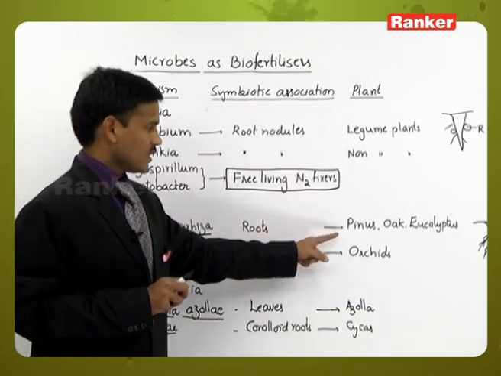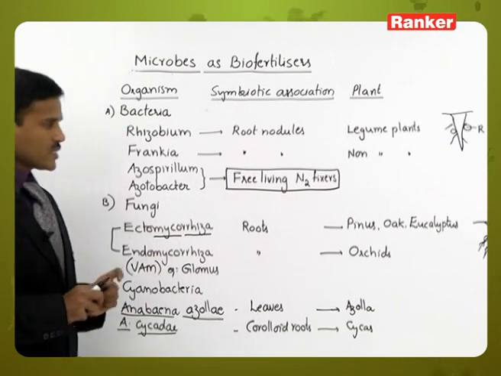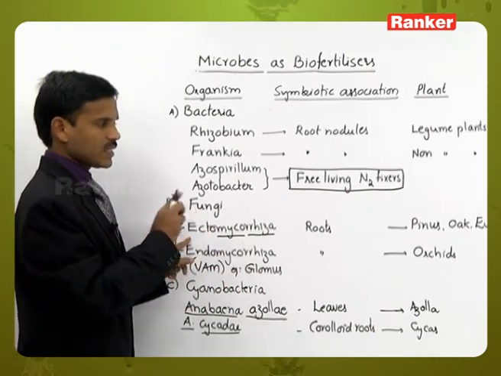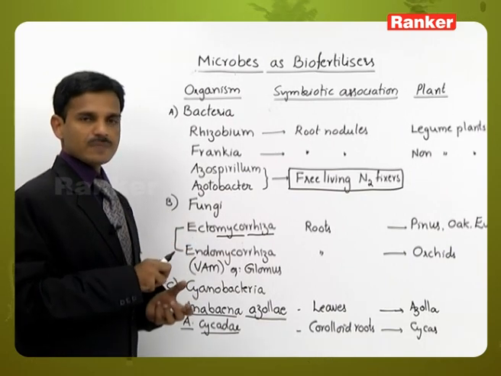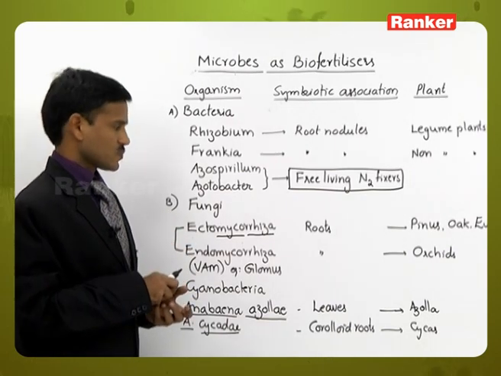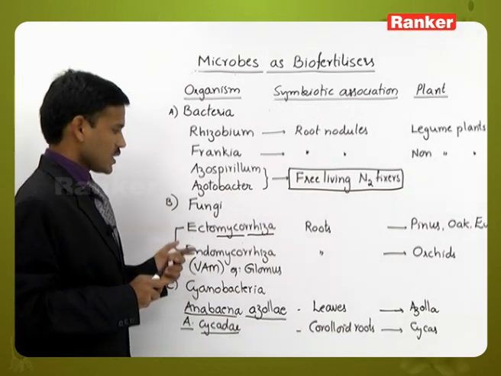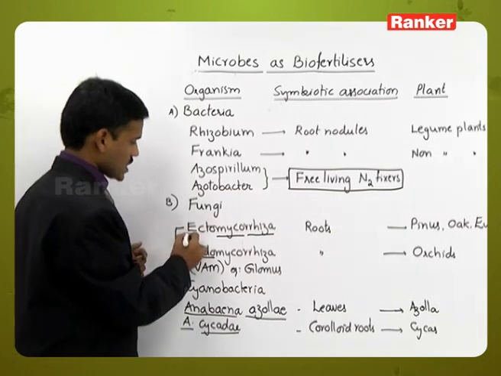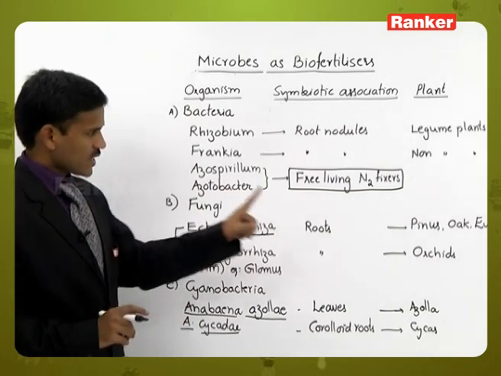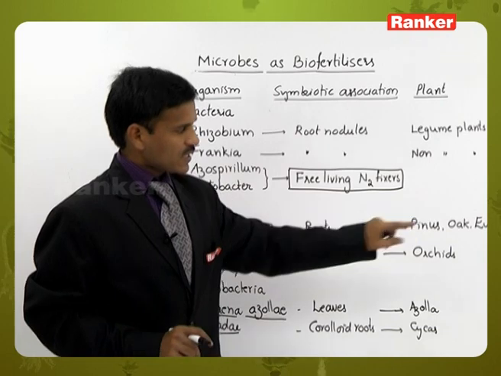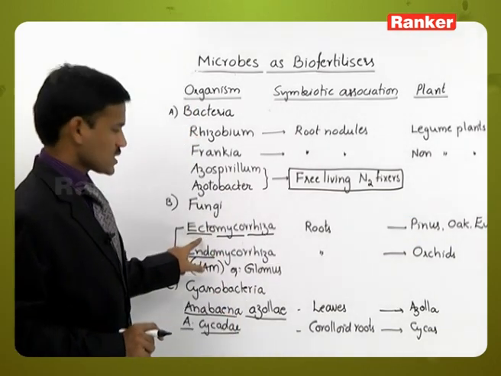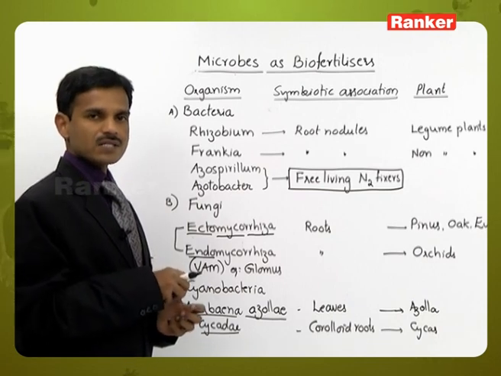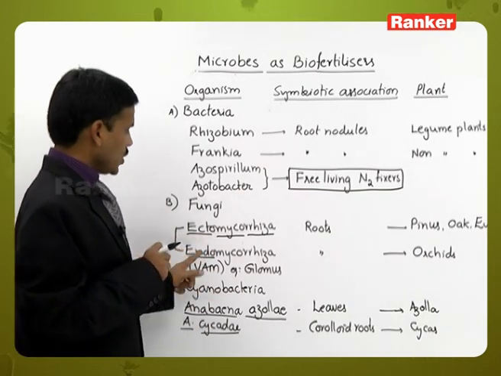That's why here in these plants the fungal association is compulsory. The plants are depending on the fungus for mineral absorption, sometimes water absorption also. And endomycorrhiza. Endo means inside, ecto means outside. If the fungus is present on the outside, that is ectomycorrhiza. If it is penetrating into the root system, inside the cortical cells, that is called endomycorrhiza.